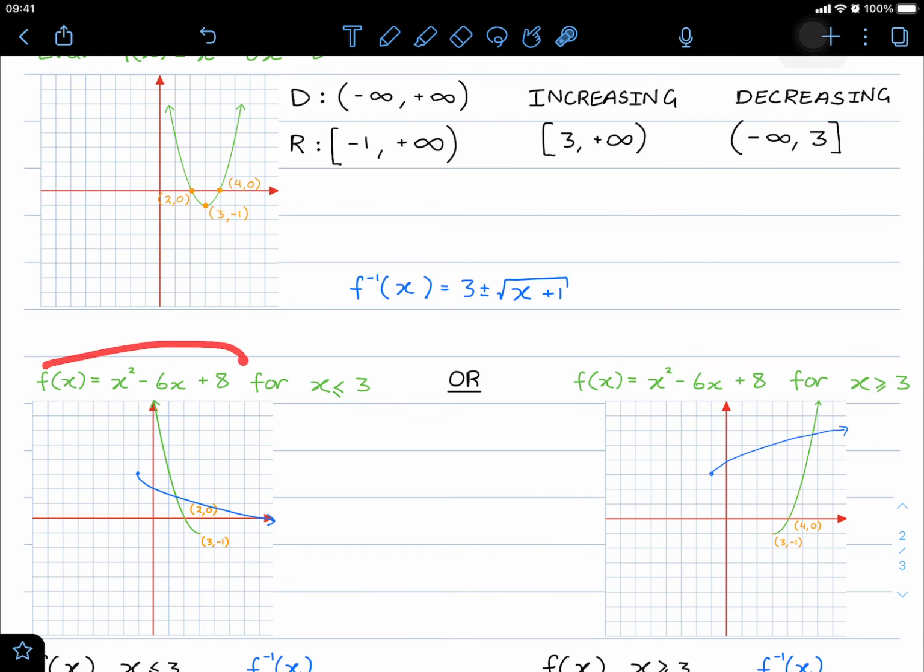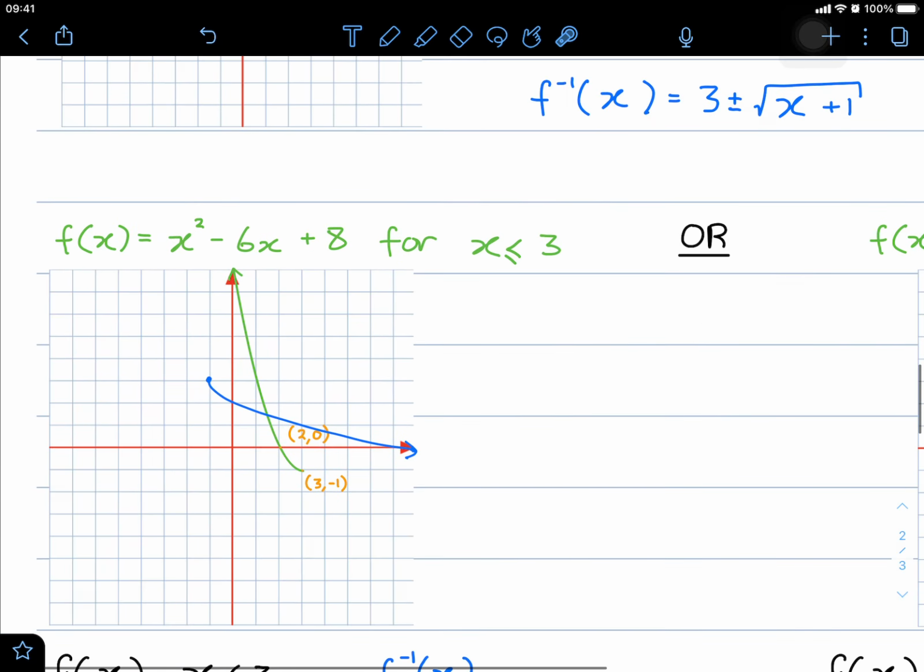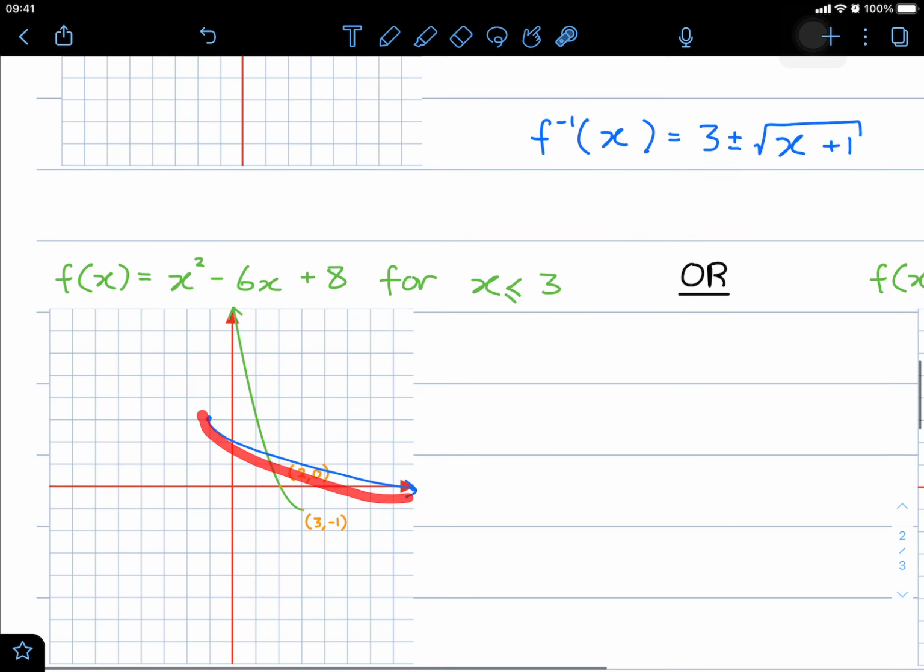If we say that the function is now f of x is equal to x squared minus 6x plus 8 for this domain only, the graph of the original function, which was once a parabola, now only exists to the left of that parabola. Now take a look. That is now a function. Its inverse is now a function.